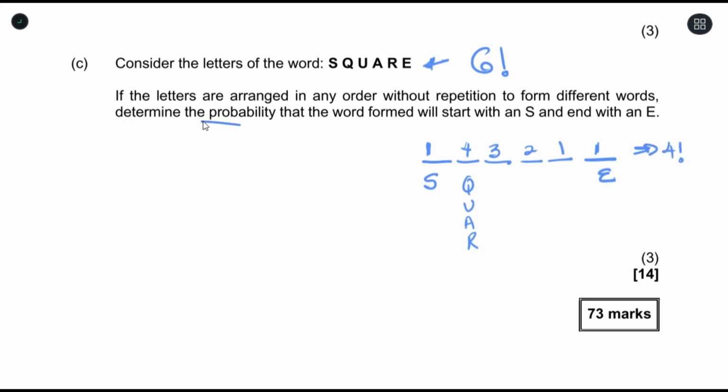Since they're asking for the probability, all you need to say is 4 factorial over 6 factorial, and that should give you 1 over 30. And that's exactly what they wanted you to do for this question. That's it.